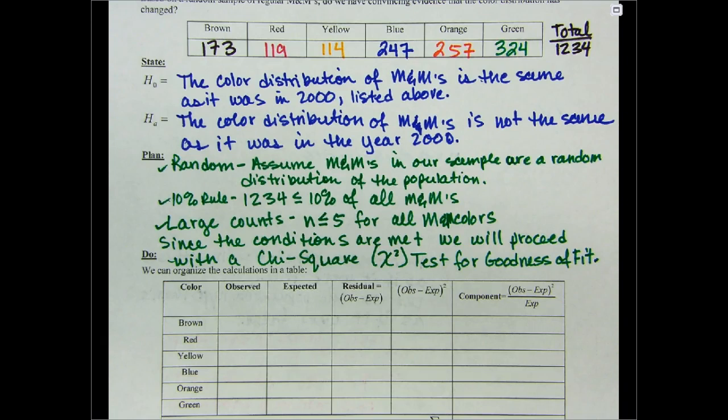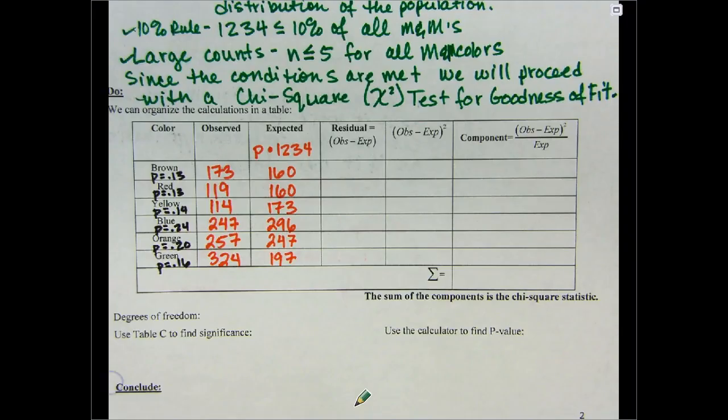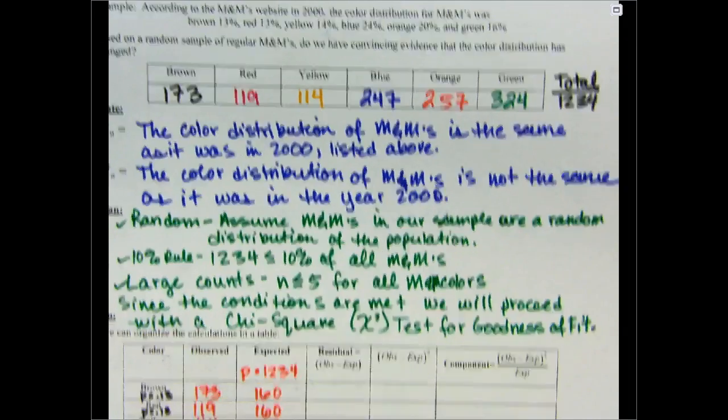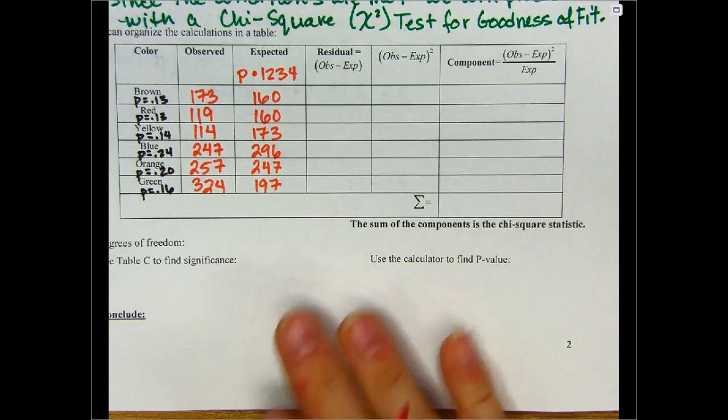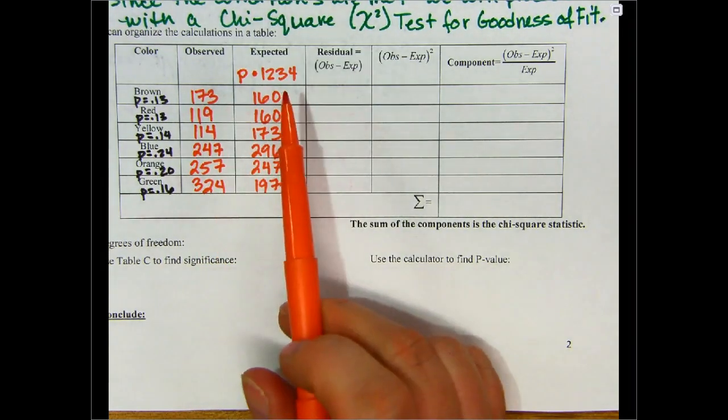All right, so since the conditions are met, we would proceed with a chi-square test for goodness of fit. I took a moment to pre-fill in this table and zoom in just a little bit so you guys can see this. What we're going to do next is I took my observed values that I got from the top here, and I went ahead and filled in all those 6 numbers again.